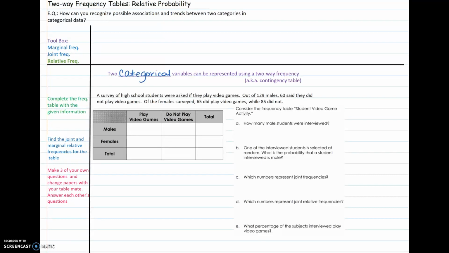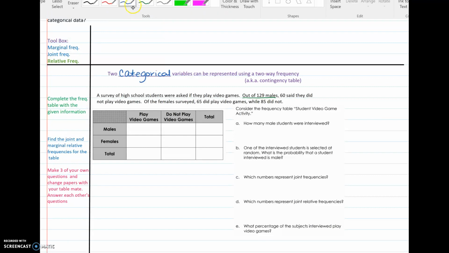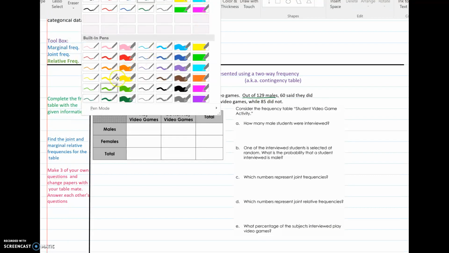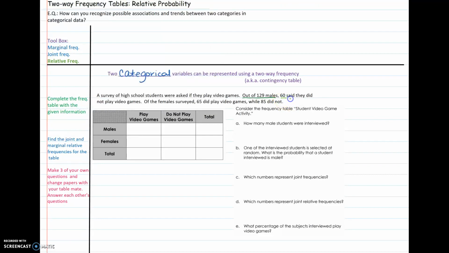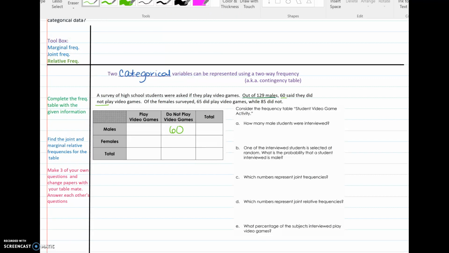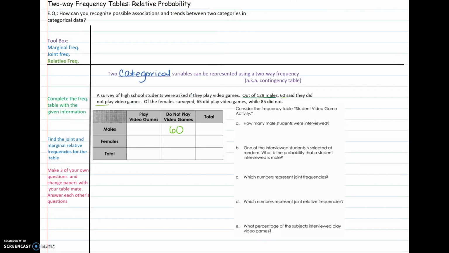I'm going to write a little bit smaller and you'll see why in a minute. So it's saying out of 129 males, 60 did not play video games. So 60, drop down. I'm looking at my males, and 60 do not. Now, I've got that 129 for a reason. What does that mean? Out of 129, it's telling me that's a total. So out of 129 males, total males goes here, 129. Beautiful. That's off to a great start.